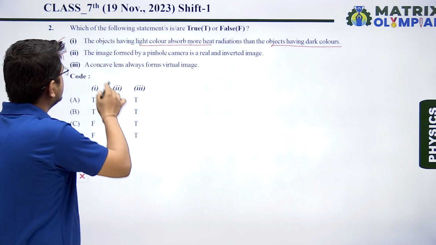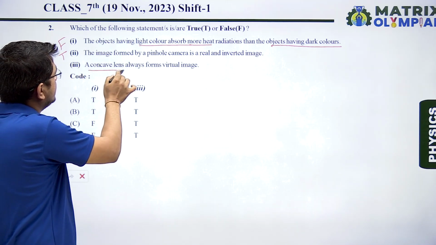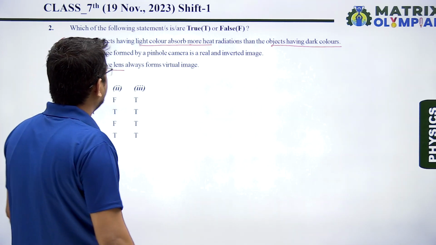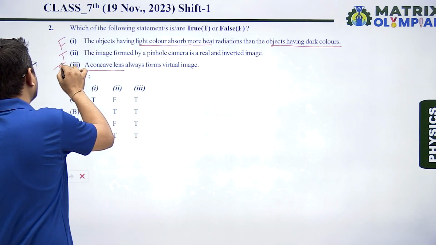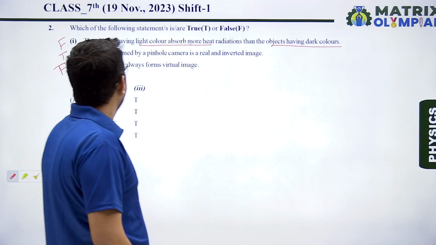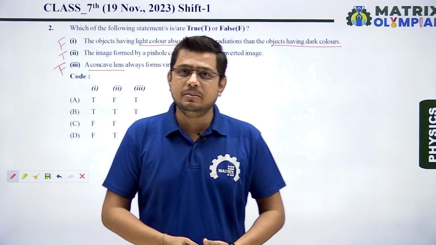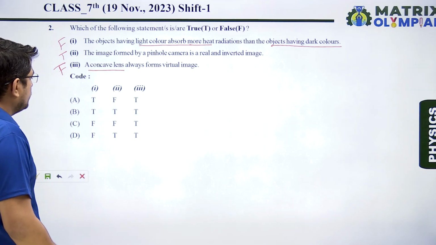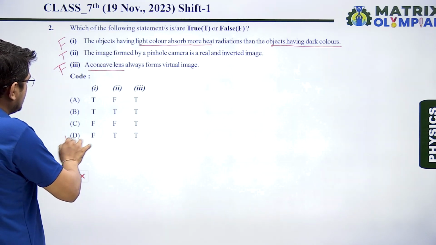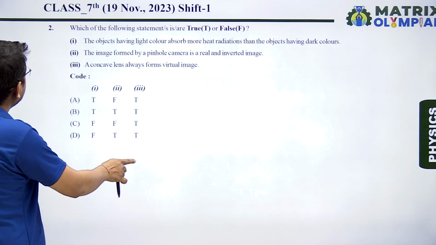A concave lens always form virtual image. This is a true statement. Concave lens always form virtual and diminished image. So the correct code is false true true. We can see here false true true. That means option D is our correct answer.